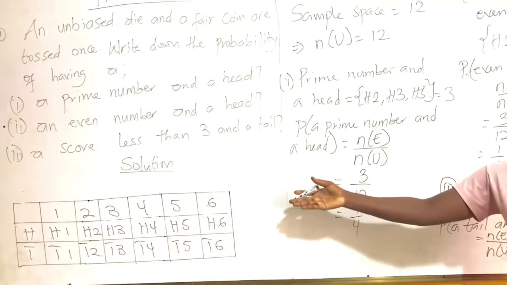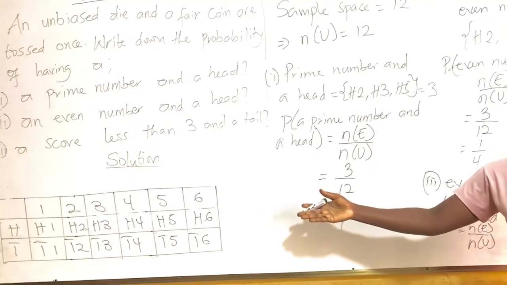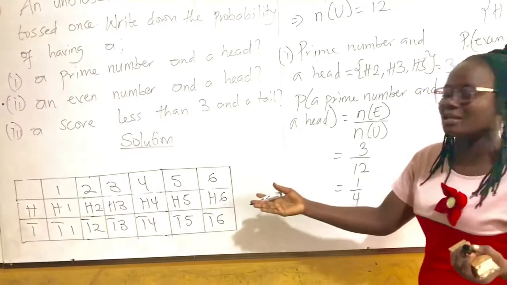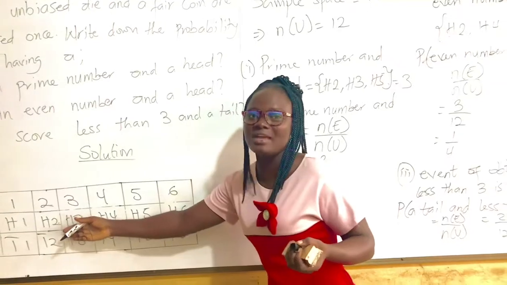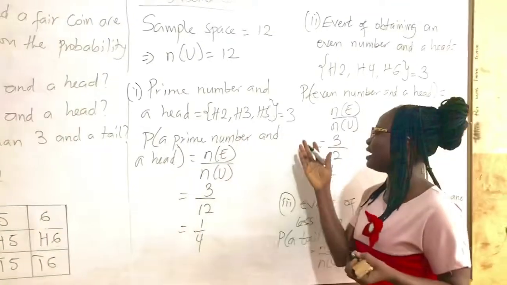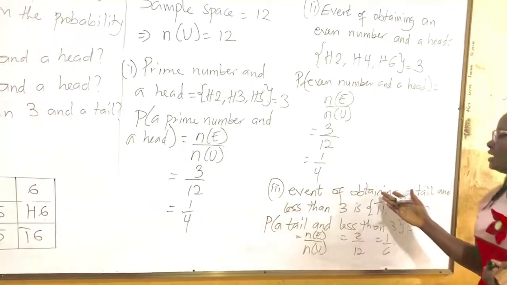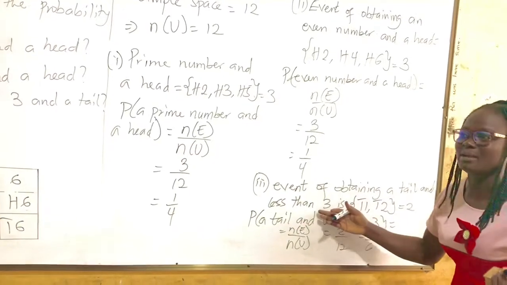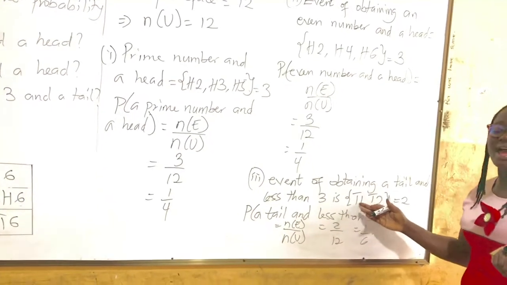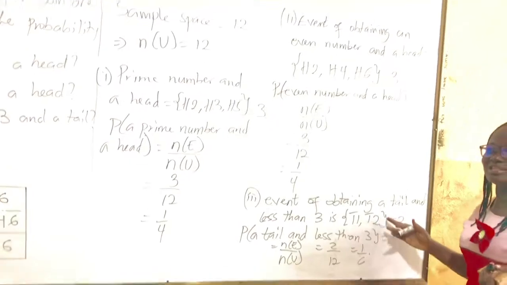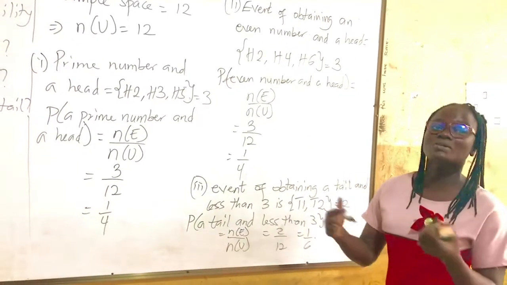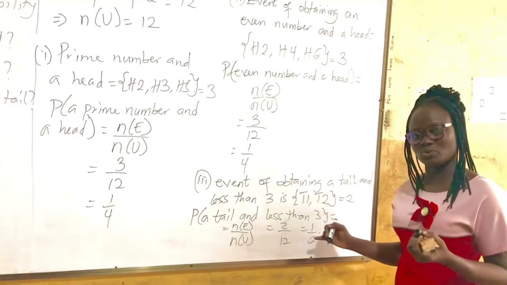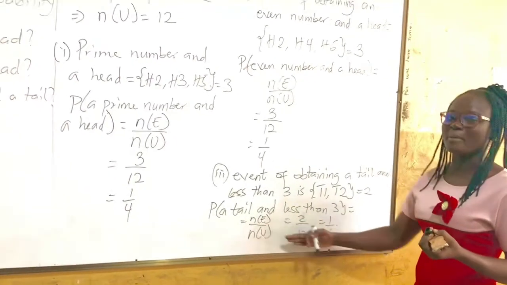So you go back to your same table. Scores less than 3 and a tail, you have 1 and 2 as your event. So you come back here, the event of obtaining a tail and less than 3 becomes T1 and T2. That is 2. Then you divide it by your total sample space of 12 to get your probability as 1 out of 6.